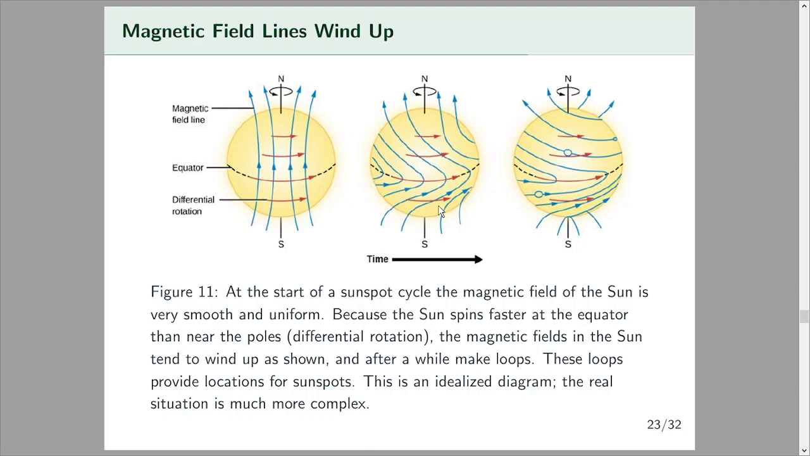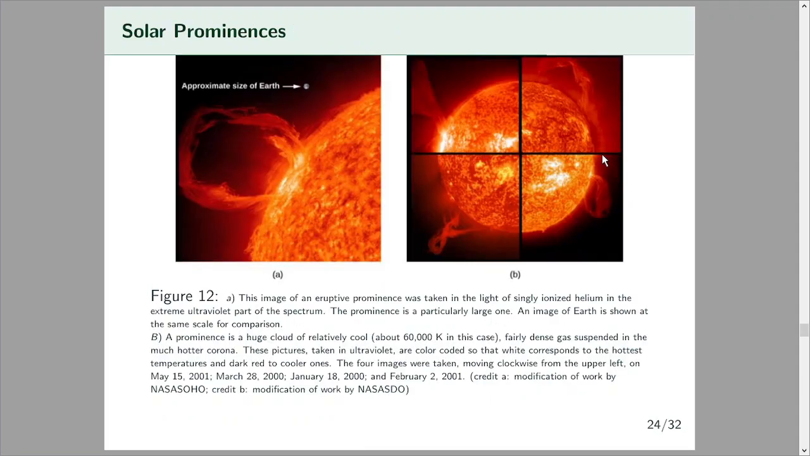So here's what happens. At the beginning of a sunspot cycle, where you have no sunspots, or very few, the sun's magnetic field is very smooth. But the sun has this differential rotation where the equator rotates faster than the poles. And so the magnetic field, as time goes by, gets twisted up, and it creates loops and knots and stuff like this. And these loops and knots are where sunspots appear. They don't have to, but it's where they appear, when they do appear. At these sunspots, you can also get prominences and flares and coronal mass ejections, which we'll talk about.